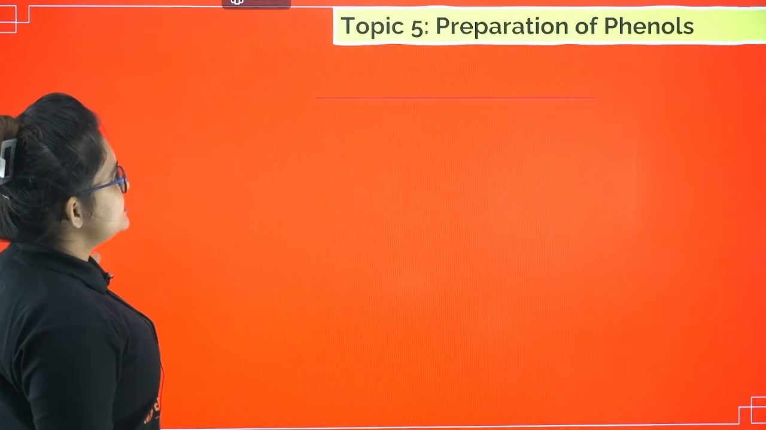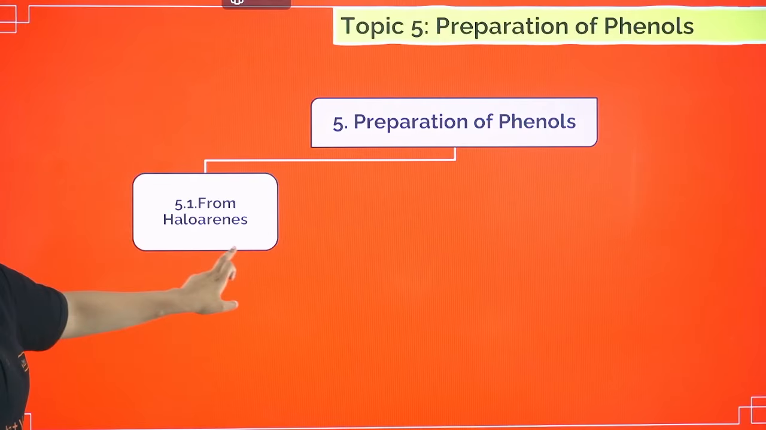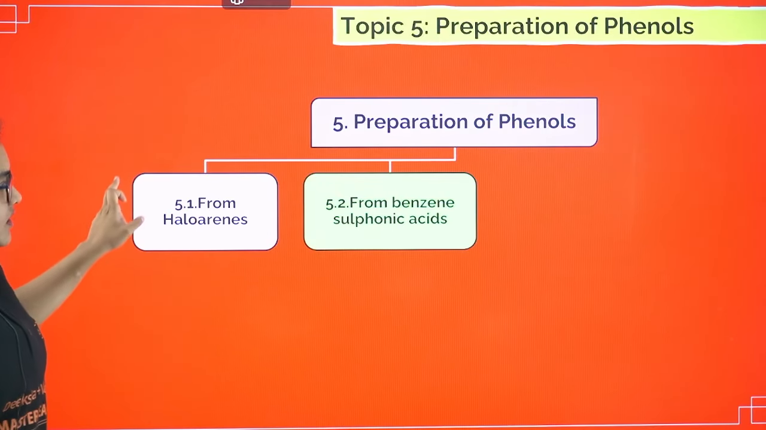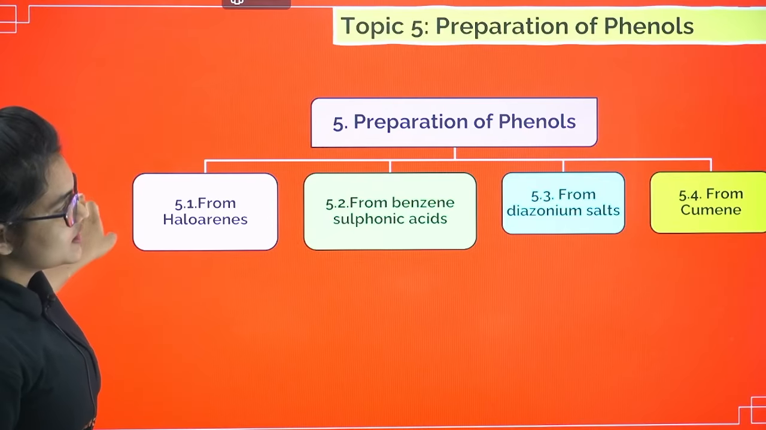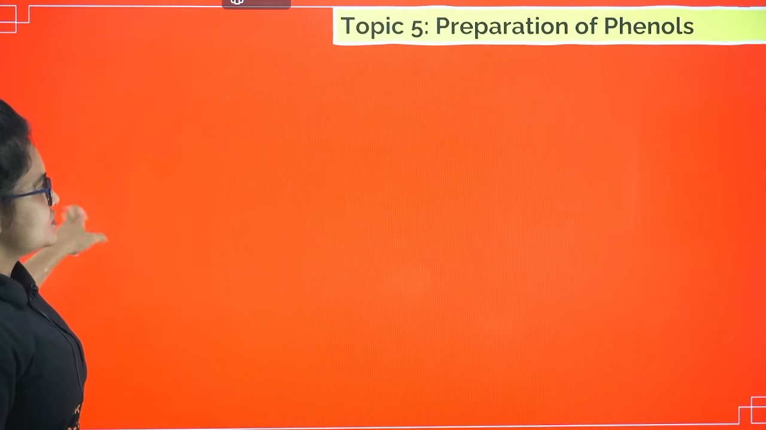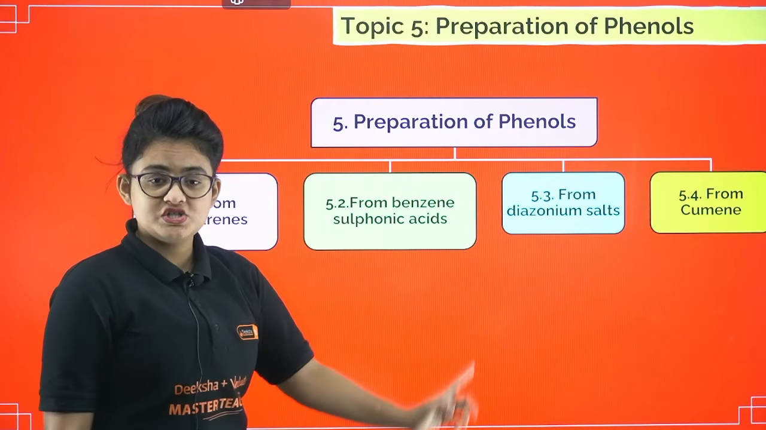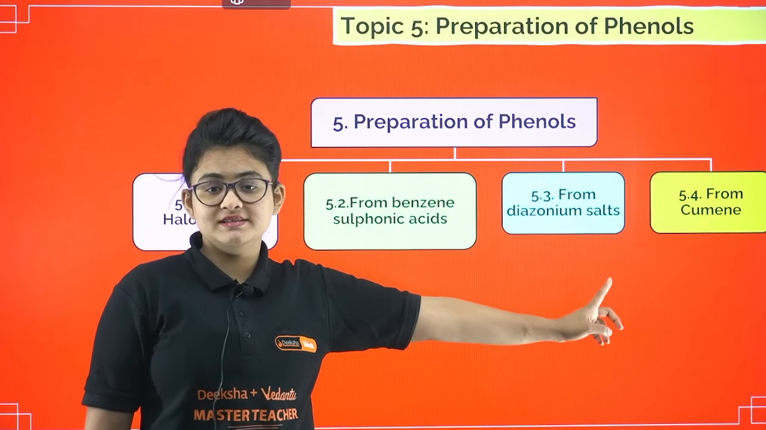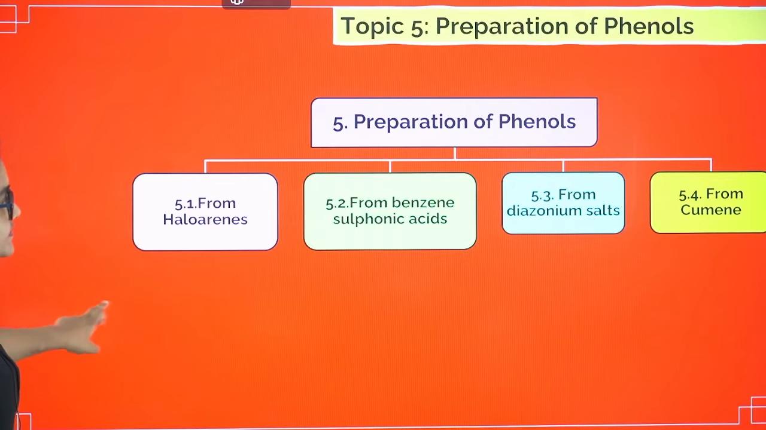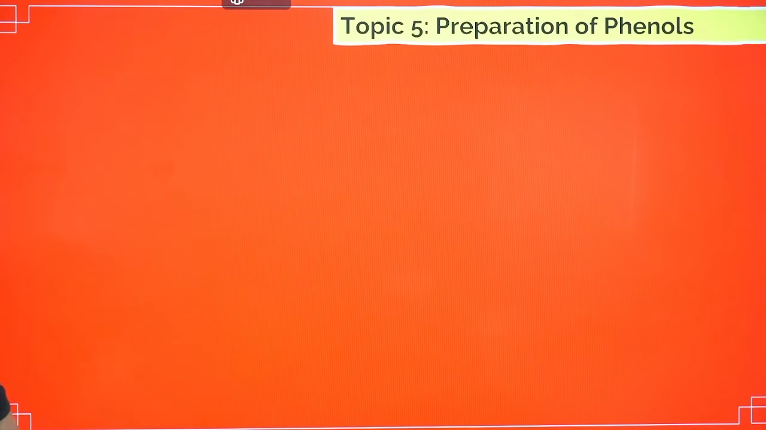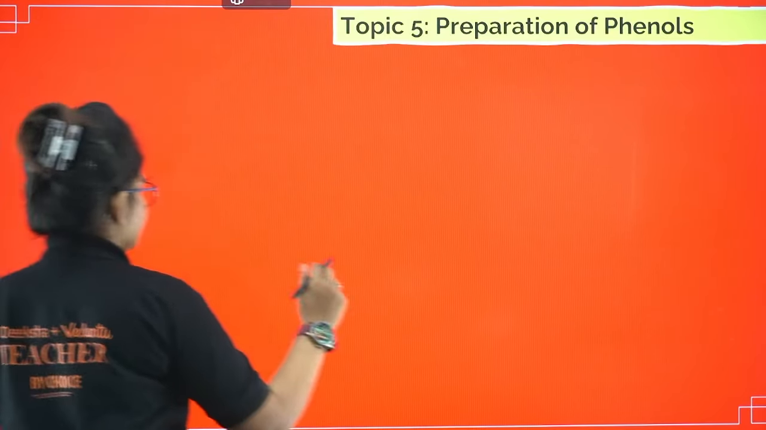Further, if you proceed, this is the preparation of phenols. Here we can prepare from haloarenes, from benzene sulfonic acid, from diazonium salt, and from cumene. Let's do it one by one. All the conversions are very important, specifically the last one, cumene to phenol synthesis, very important. Let's proceed. Just let me draw. I have to come up with phenol, right? I have to come up with this.